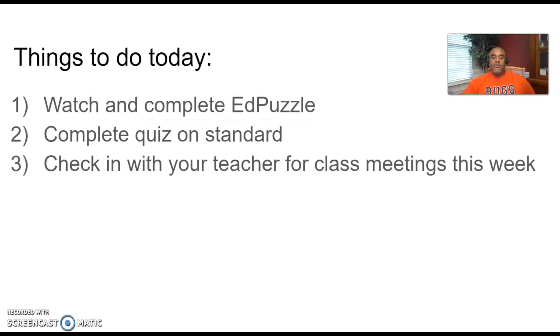All right, so here are your things to do today. You are going to watch and complete an Edpuzzle that's been assigned to you. It's a 4-question Edpuzzle. I believe it's 6 minutes. It's going to go over the layers of the Earth. And then after that, there's going to be a quiz that I've also uploaded to your Google Classroom, a 5-question quiz. So each one of those is worth 20 points. And you are good to go once you complete those 2 items.